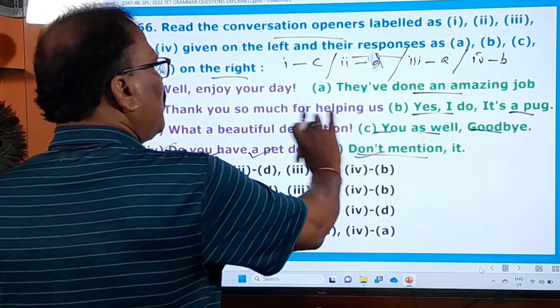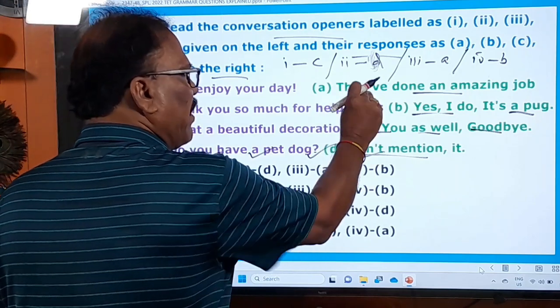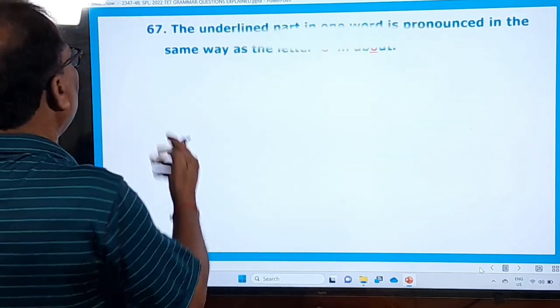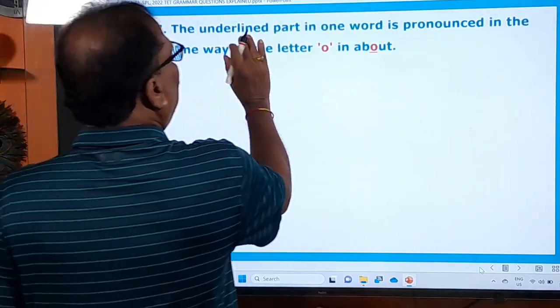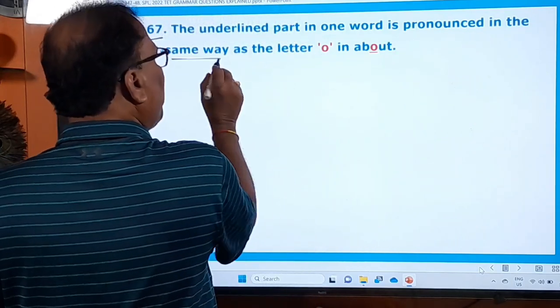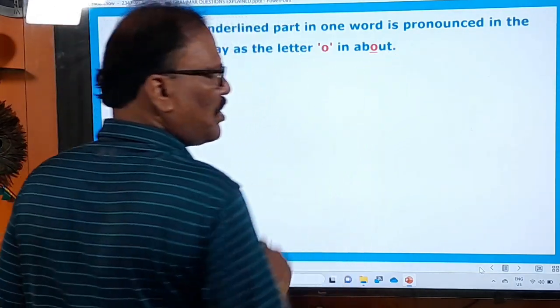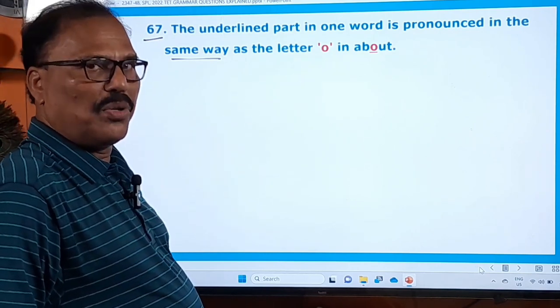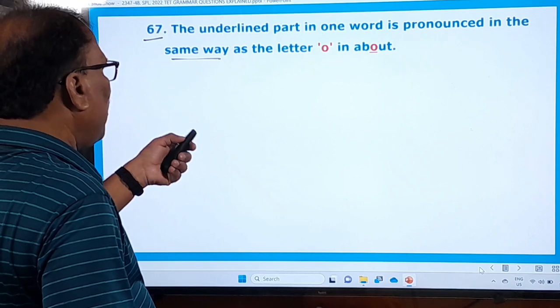So you can easily understand. First of all, you try to do it on a piece of paper. Then you search for the answer. Okay, you can easily get the answer. Right now, the 67th one is there. The underlined part in one word is pronounced in the same way as the letter O in about. How is O being pronounced in about? You know that. Now let us see the words.